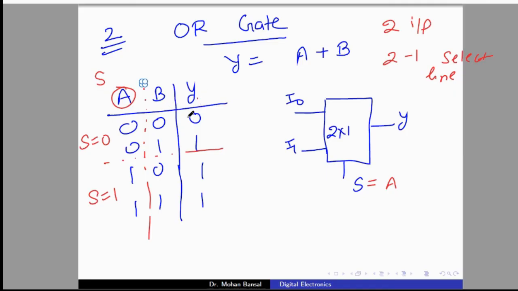So Y is equal to B for S equal to 0. So this Y equal to B is nothing but I0 is equal to B. For S equal to 0, Y is equal to I0. For S equal to 1, this is I1, which is Y equal to I1. Here we don't have any relation between Y and B, but we can see that for whatever value, with S equal to 1, we are always getting Y equal to 1. For S equal to 1, we are getting I1 equal to 1. So we can write I0 equal to B and I1 is equal to 1. So we got the information of I0 and I1 for the multiplexer in the case of the OR gate.